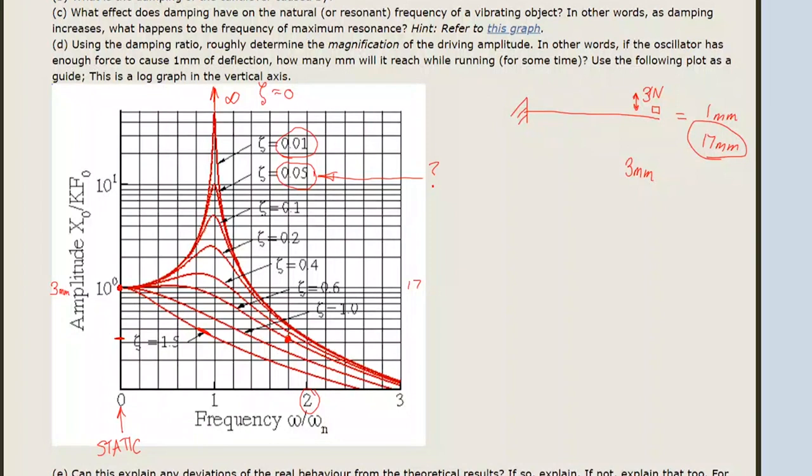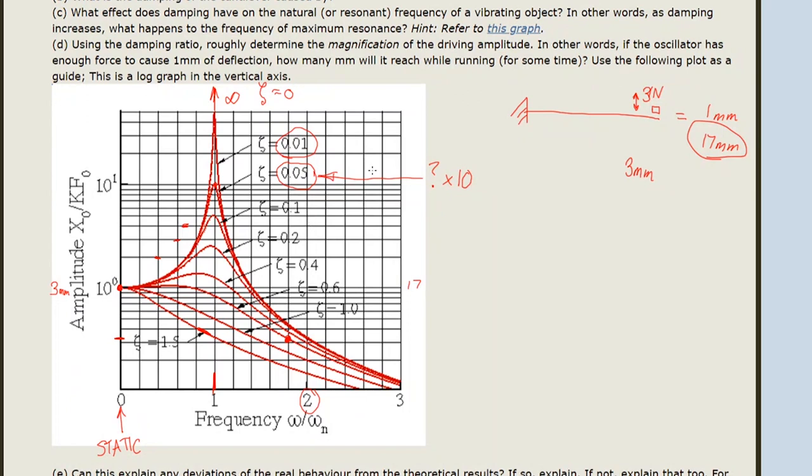Now, if that's 3 millimeters, then we multiply by the amplification of this graph. So we count these lines and see how many times. Now this 0.05 actually gets all the way up to 10. 10 to the 1 is 10. So that means with a damping ratio of 0.05, when you're running at resonant frequency, the natural frequency of the cantilever, then the amplitude is going to be times 10. So it has a magnification of 10 if you're running at natural frequency.